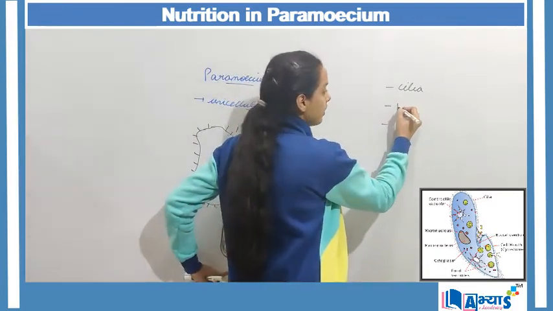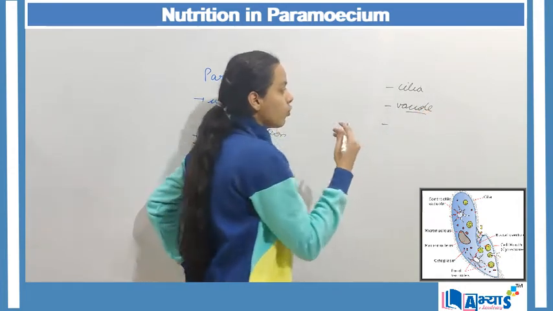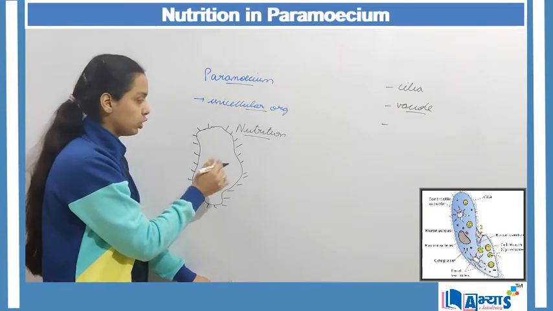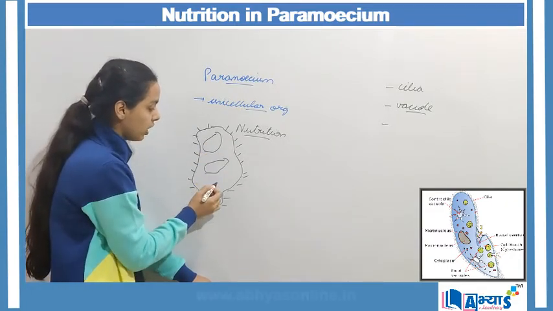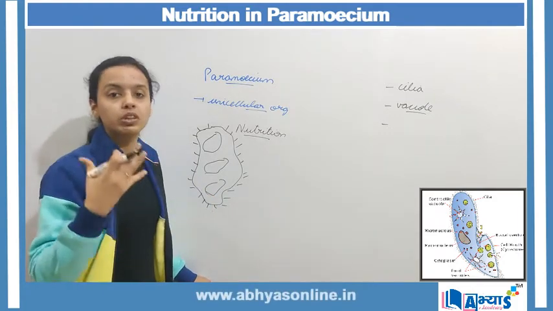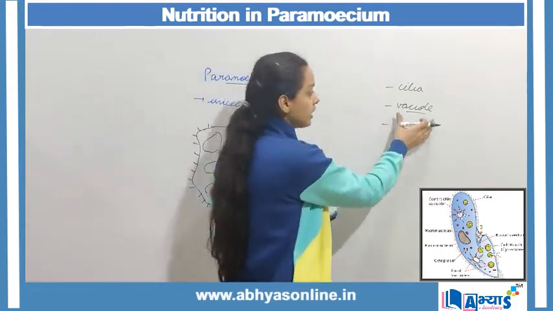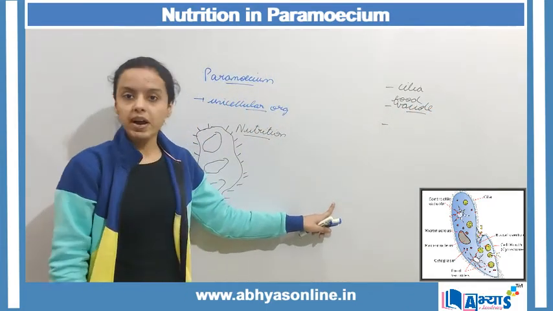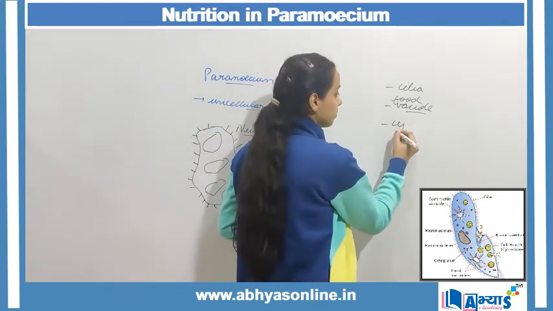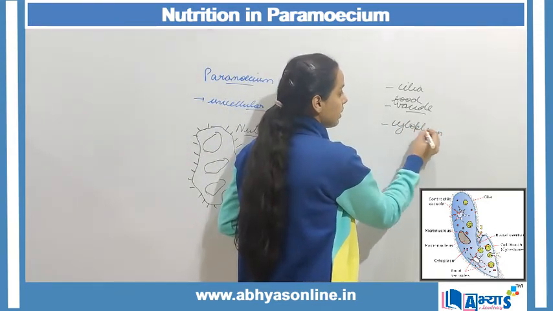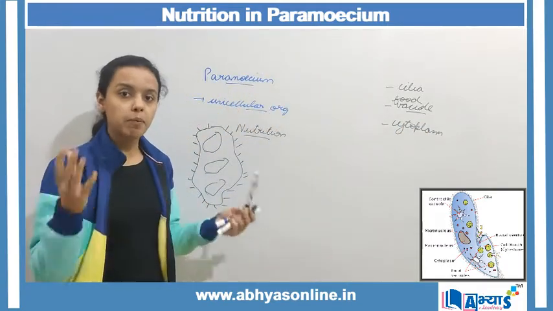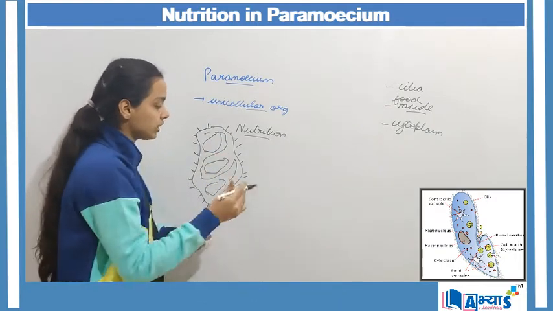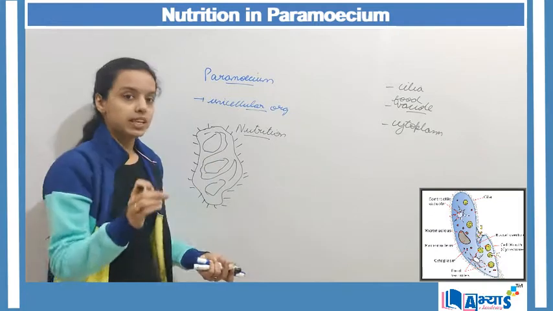The second is that we have vacuoles. Vacuoles are the large empty spaces present inside the paramecium. There can be either one or more, depending upon the size of that paramecium. Basically this vacuole is generally referred to as the food vacuole. The third important part of paramecium is cytoplasm. These are the three different components that combine together to form the paramecium. Cytoplasm is the liquid component in which all these various substances are embedded.